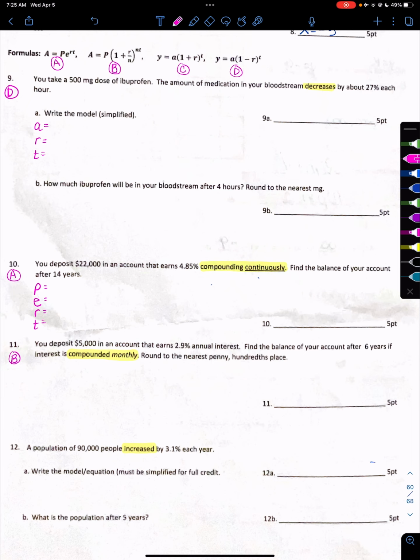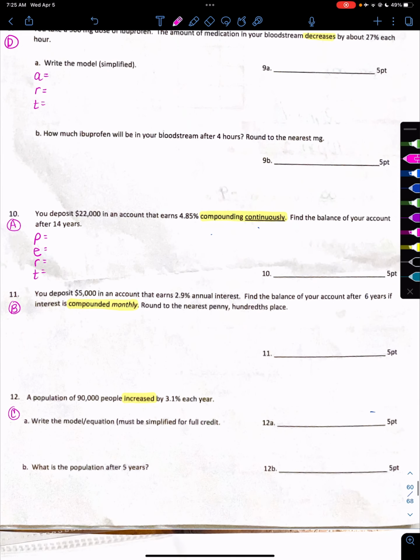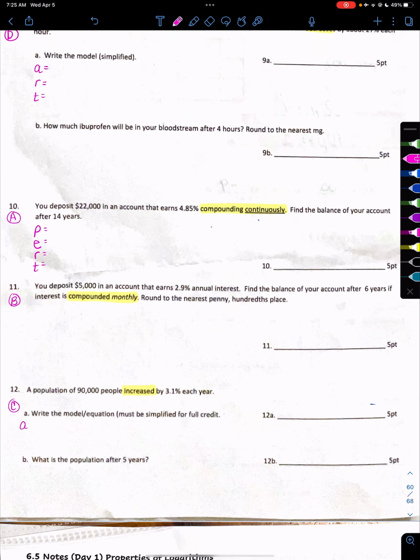Equation A has e, so that's continuous, so I don't want that one. B does have an N, which means it's compounding at some period, like every month or every week. And number 12 doesn't have any compounding. So I'm going to go with C on this one. And for equation C, I need to know A, I need to know R, and I need to know T.